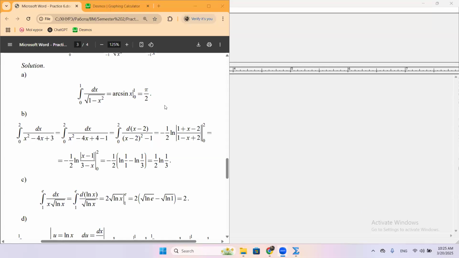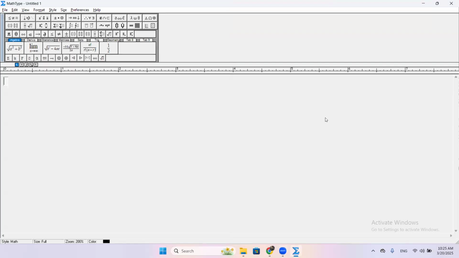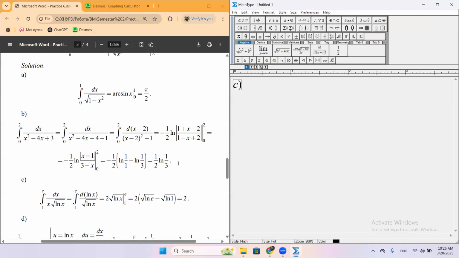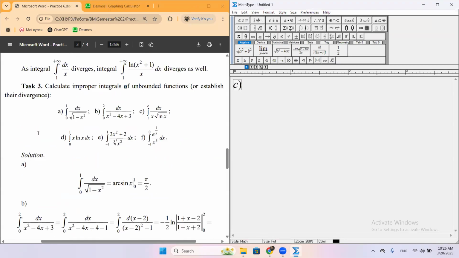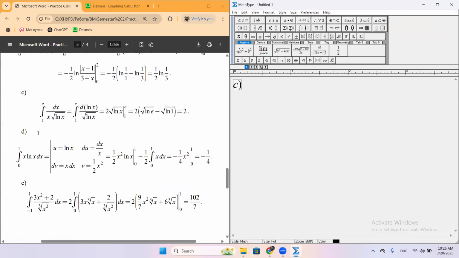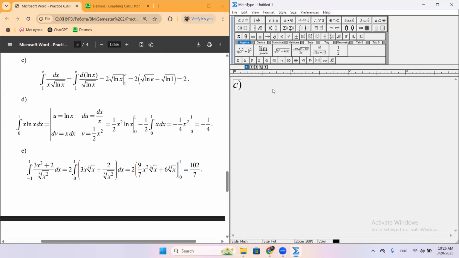Let's continue. So we have the following integral c. So this is a mistake because I didn't notice the singularity in the middle of this segment. So we have the following integral from 1 to e of dx over x multiplied by the square root of logarithm of x.